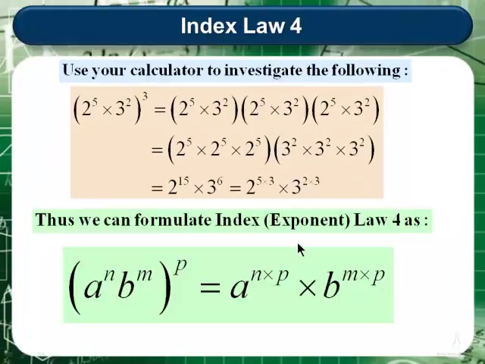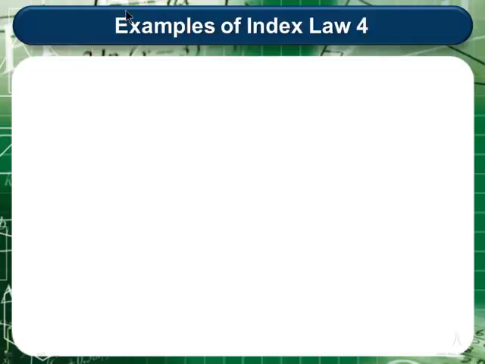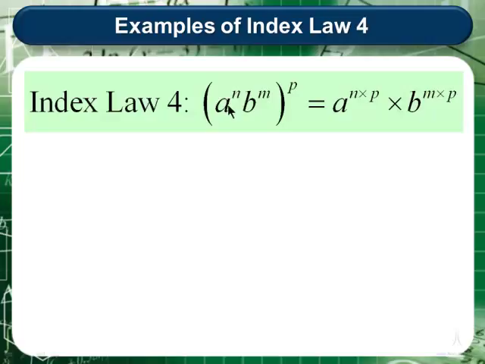So we can now formulate this particular index law as you see on the screen. If you have a to the power n, b to the power m, all raised to the power p, you get a to the power n times p multiplied by b to the power m p. I just want to restate the importance that you should take note that you only have one term in this particular bracket. Let us look at a few examples in which we apply index law number 4.